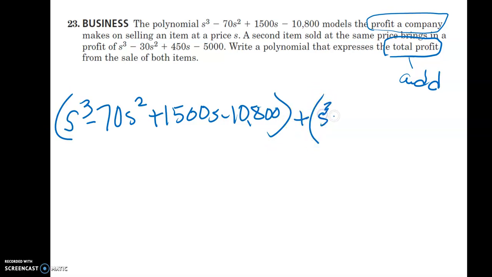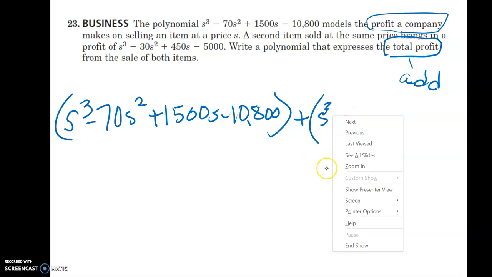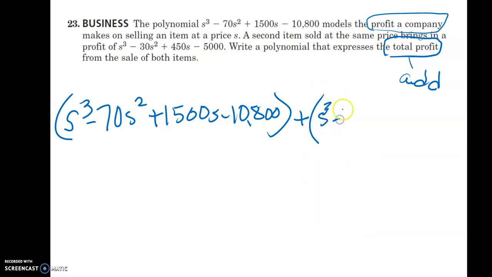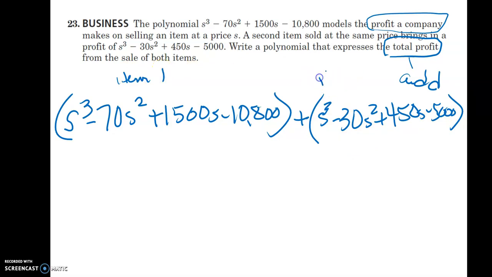So the parentheses are used to just show grouping. And in this case, they are representing each of the items, how that math expression relates to here's item 1 and here's item 2. Now, because it is a profit, we're adding them together and they're looking for a total, so we're going to add them together.